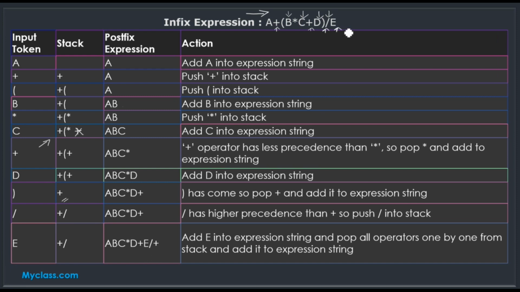Now we have reached the end of the infix expression. After that we are checking whether the stack contains another element or not. Yes, the stack contains two more operators. So we are popping all the operators from the stack. We are popping division first and adding it into the postfix expression. Then we are popping addition and adding it into the postfix expression. So this is the equivalent postfix expression for our infix expression.